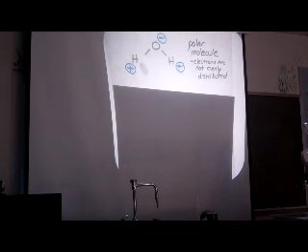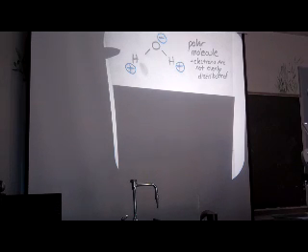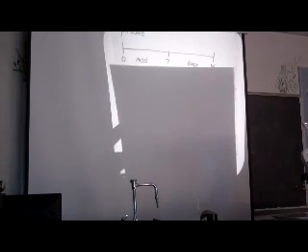Okay. By the way, the fact that water is a polar molecule is the reason it can form hydrogen bonds with itself and other molecules. It basically is another reason that makes water so special. All right.